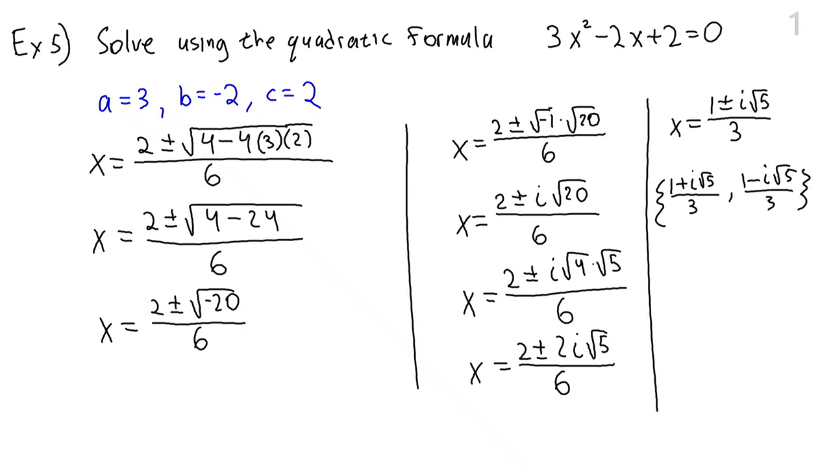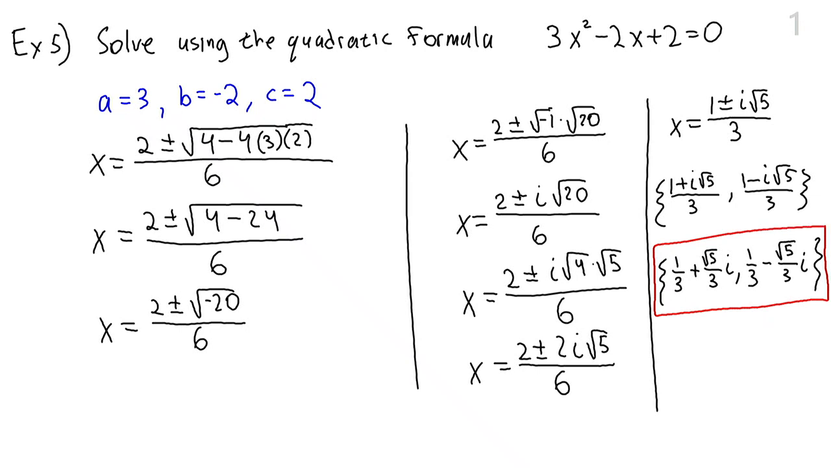Now if I wanted to write them in formal a plus bi form, the solutions would look like this: 1/3 plus radical 5 over 3 i and 1/3 minus radical 5 over 3 i. When you enter your answers in the online homework system, they may require you to enter them like this with the fractions separated. Again, you can verify this by solving using completing the square. If you get the same answer, chances are you were correct.